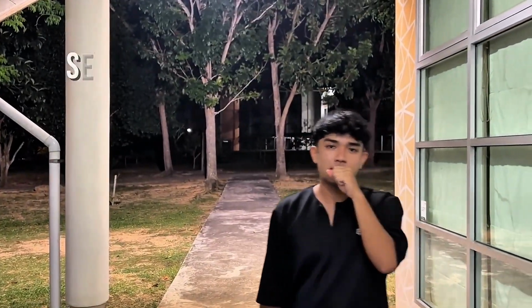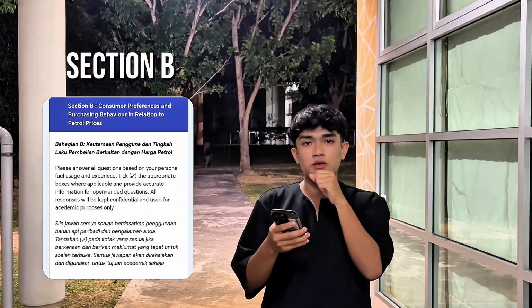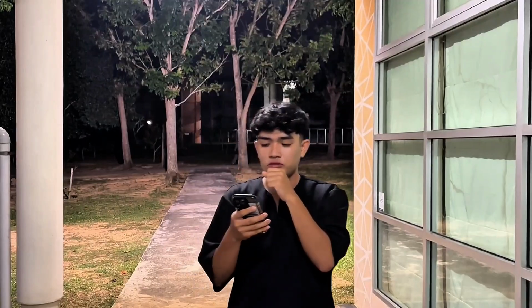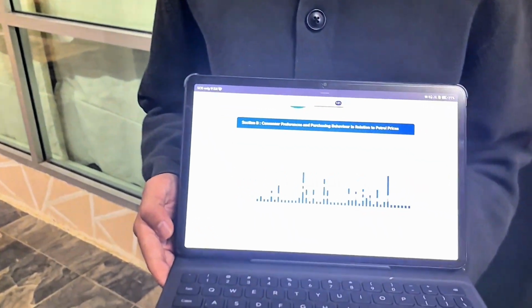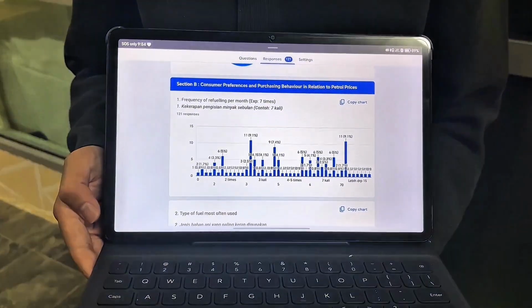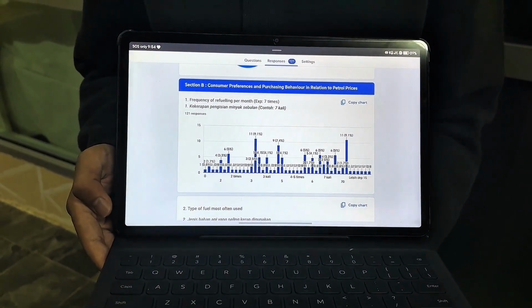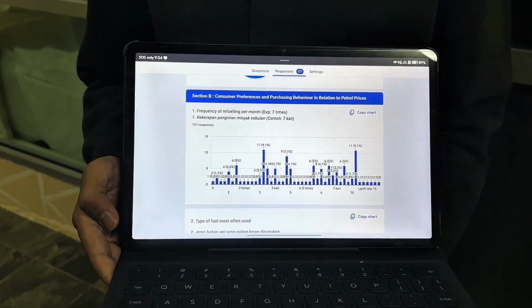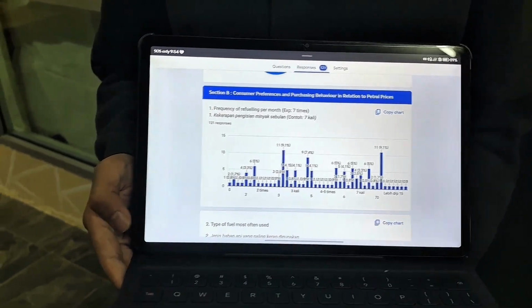So hi guys, we move to the next part, which is section B. In this section B, we asked the community about the frequency of refilling per month. As you can see from the evidence, there are two types of local community users, which indicate two distinct groups of consumers: those with very minimal commuting needs and heavy road users who require constant refilling throughout the month.